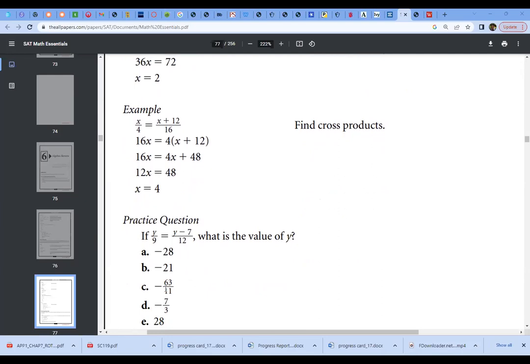This is a very good reference for reviewing the algebra part for the SAT. So we have the equation over here. We need to find y. We're going to use the technique of cross product.